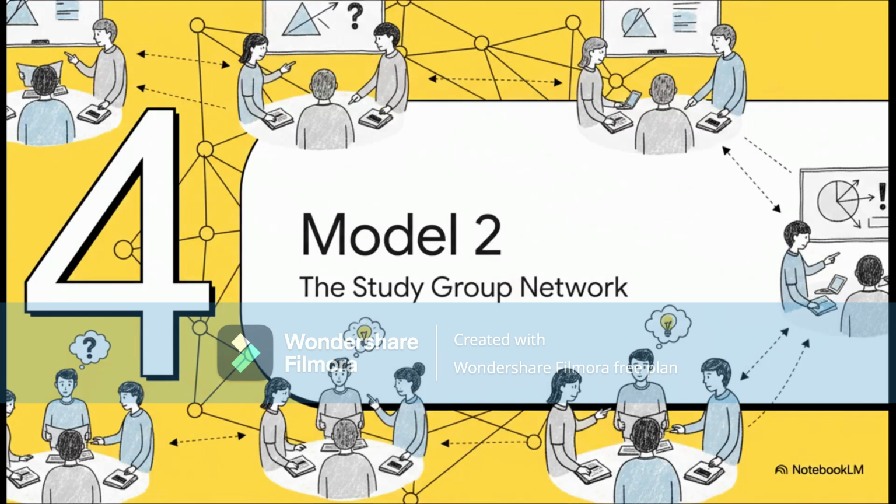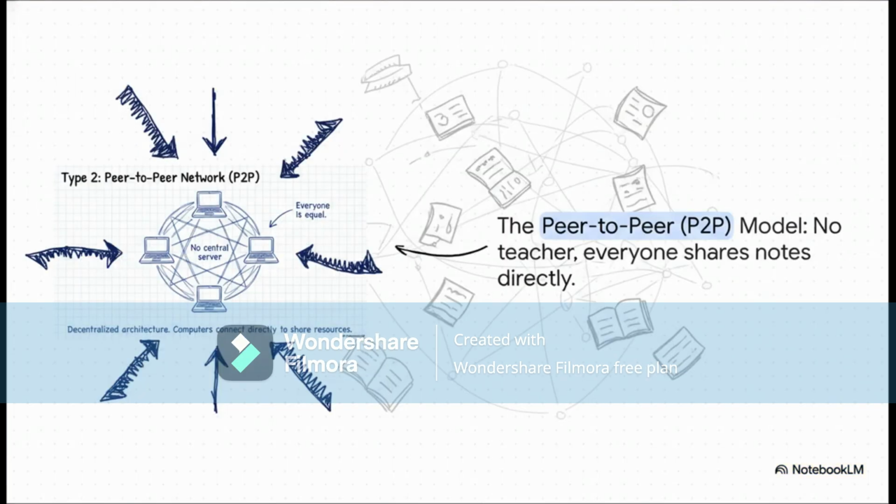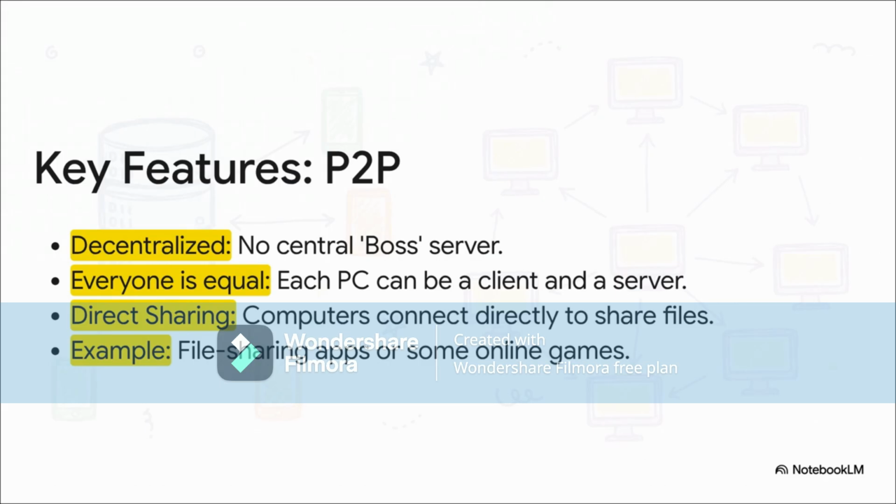Now let's flip the script and look at the second model. Instead of a classroom with a teacher, let's call this one the study group network. This is the peer-to-peer model, or P2P for short. And the first thing you probably notice is there's no central server. The teacher has left the room. It's just a study group. Everyone is a peer, and they're all just sharing notes and files directly with each other. No middleman.